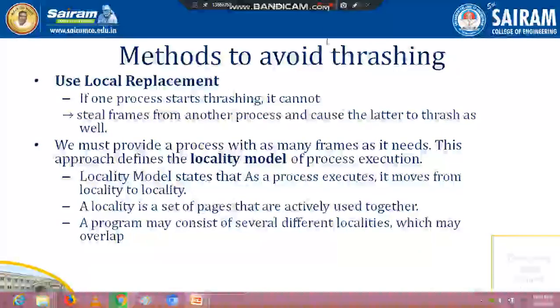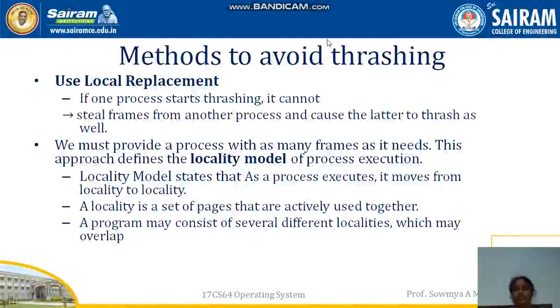Methods to avoid thrashing: use local replacement, which will be faster and can reduce thrashing. The next method is providing as many frames as the process needs for its execution. This approach is defined by the locality model.